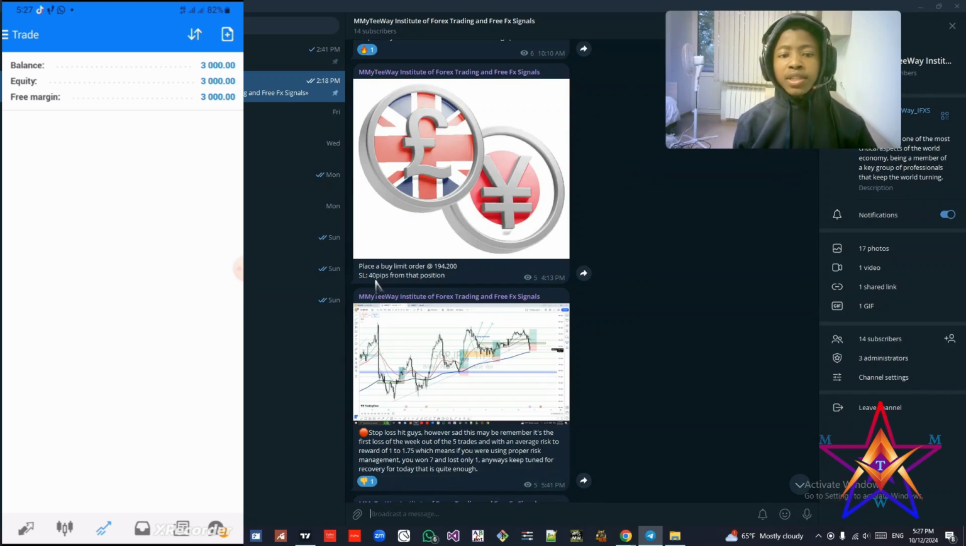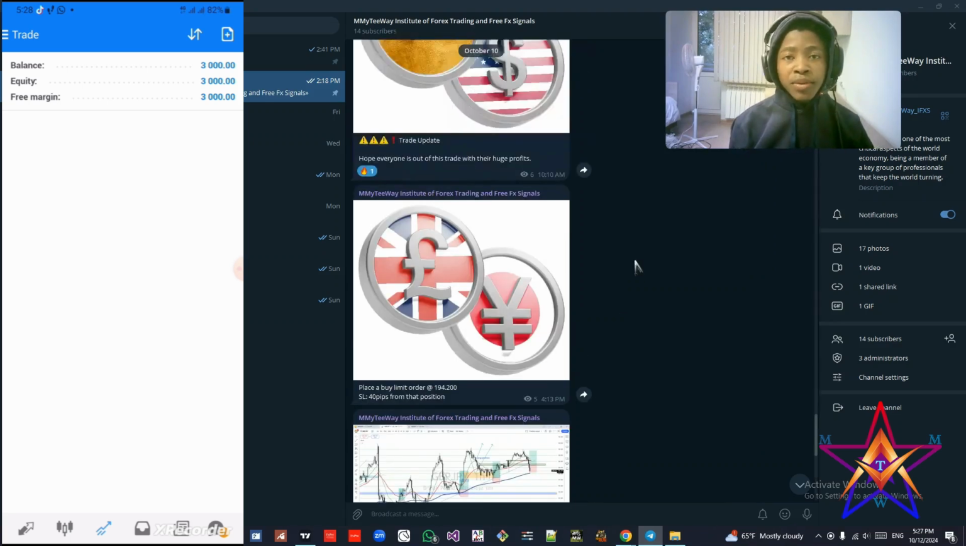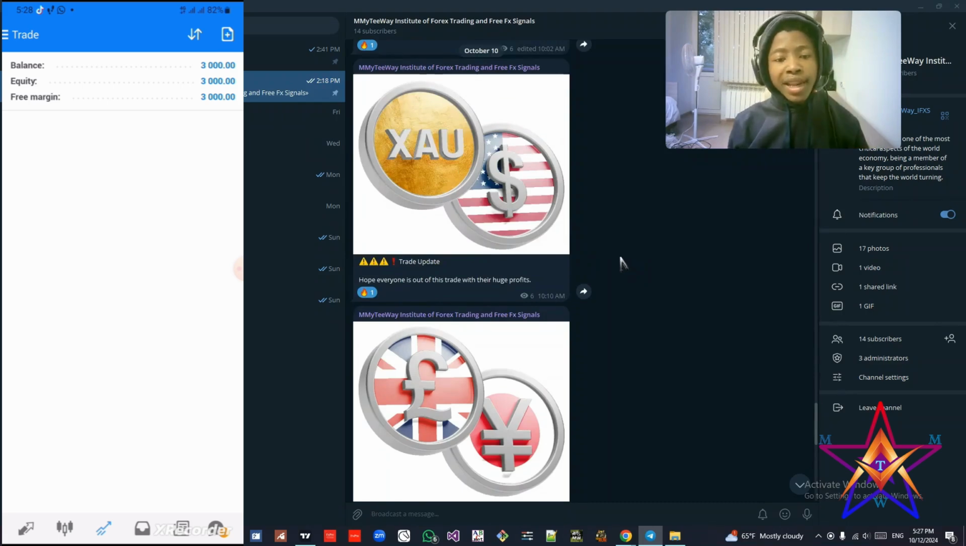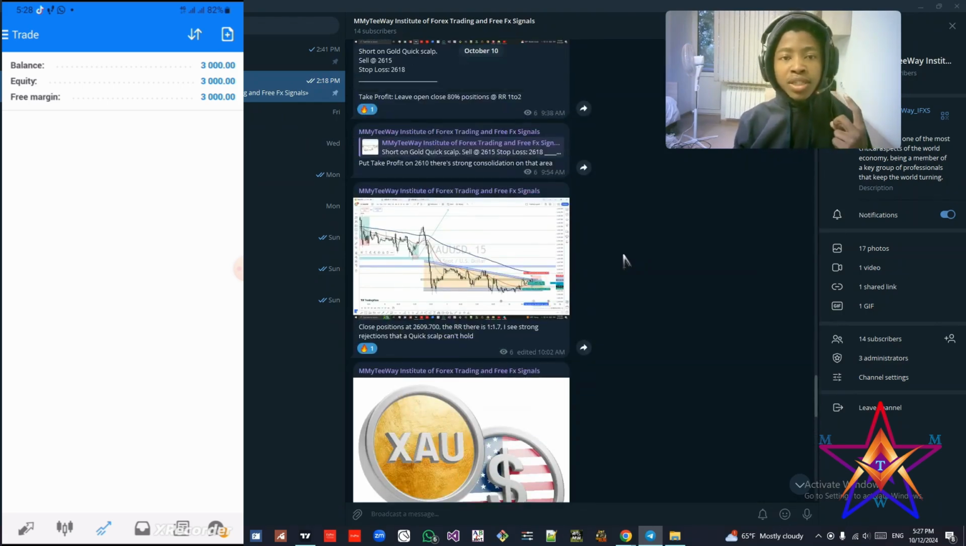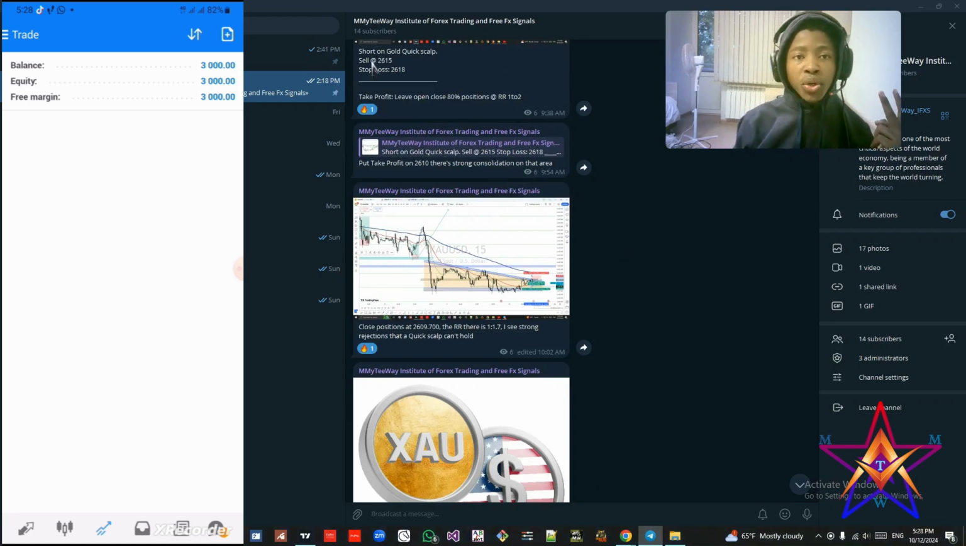Yeah, like for example, place a buy order at this price. Stop loss is 40 pips from that position. So it's either you must know your number of pips or you must know your price which you are going to exit. Right now we know our price. As for me, I know both the price and the pips.